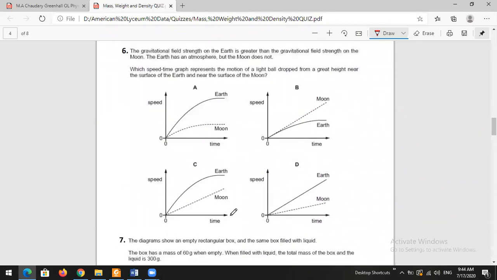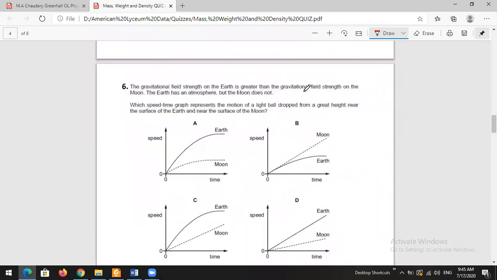Number 6. The gravitational field strength on Earth is greater than the gravitational field strength on the moon. The Earth has an atmosphere, but the moon doesn't. Clear? Atmosphere means it has air resistance, whereas the moon doesn't have that air resistance.